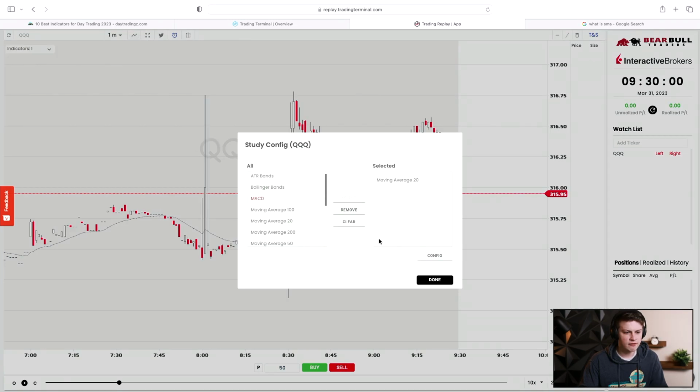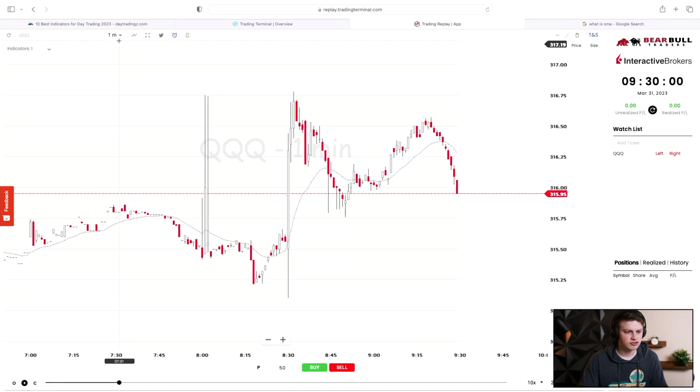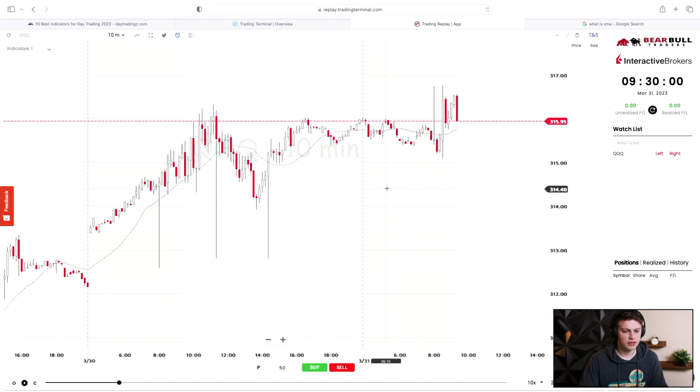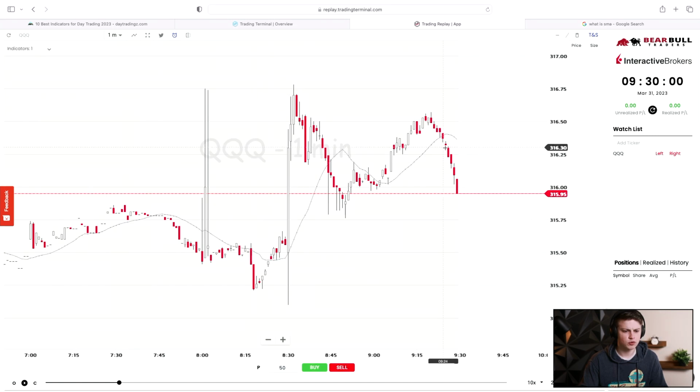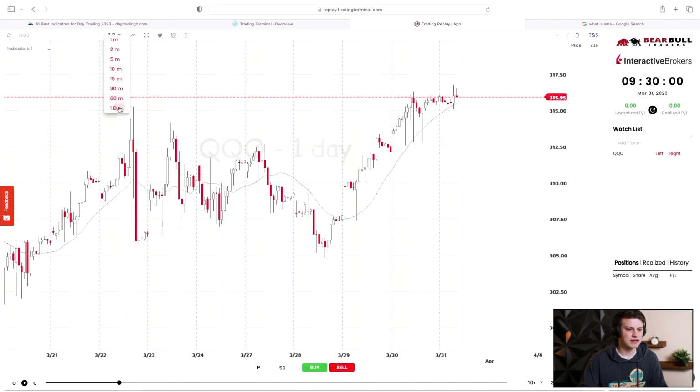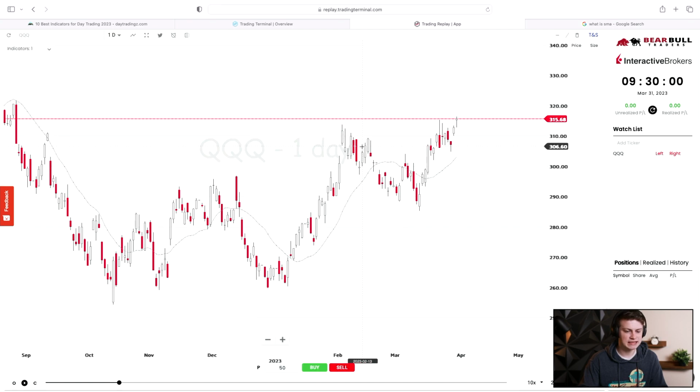So if we're on moving average 20, I think it's 20 period. It doesn't mean that it's 20 minutes or 20 days. So what that means is that we have different periods here. We can go 1 minute, 5 minute, 10 minute, 60 minute, 1 day, where every candlestick that we're looking at is that period. So if we go 20 MA on here, it just means every period of time.